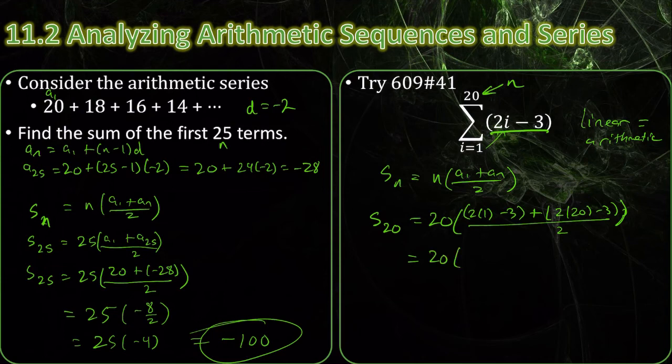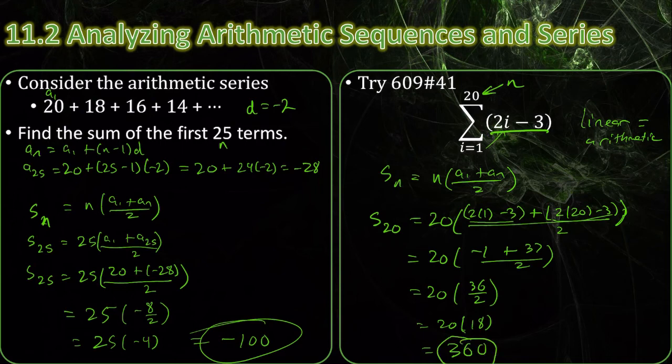All right, let's start here. 2 times 1 minus 3 is negative 1. 2 times 20 is 40, minus 3 is 37. Negative 1 plus 37 is 36. 36 over 2 is 18. And 20 times 18 is 360. Of course, you could use your calculator and plug it in.